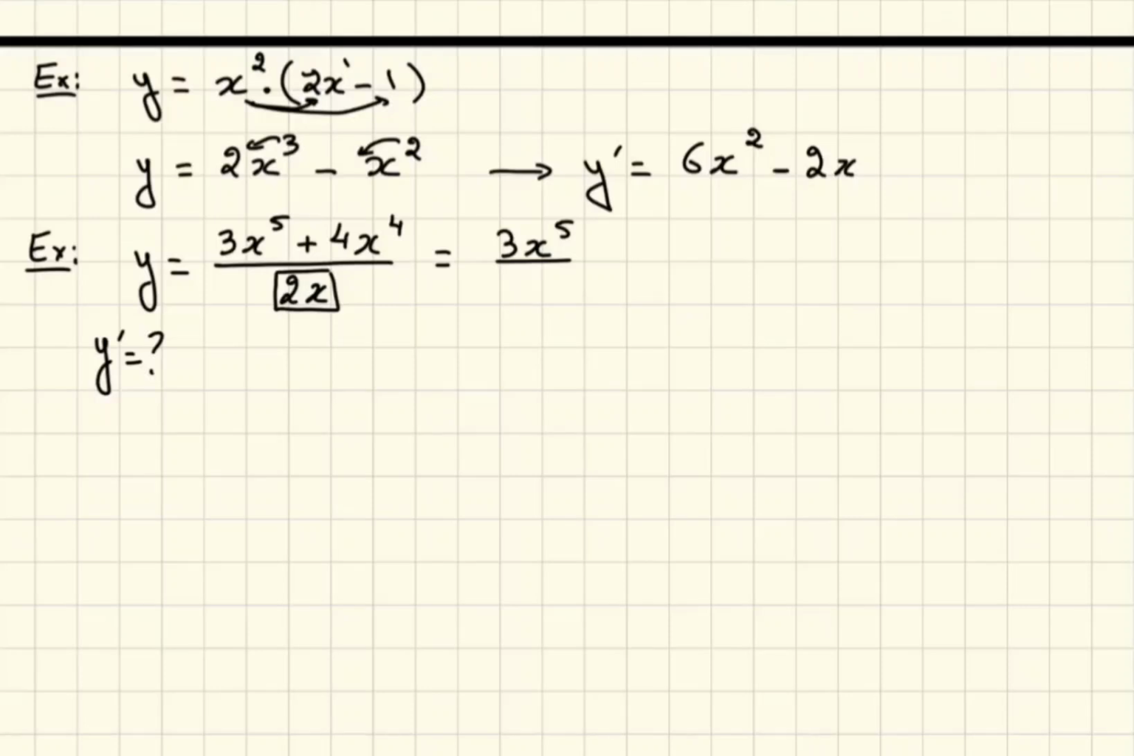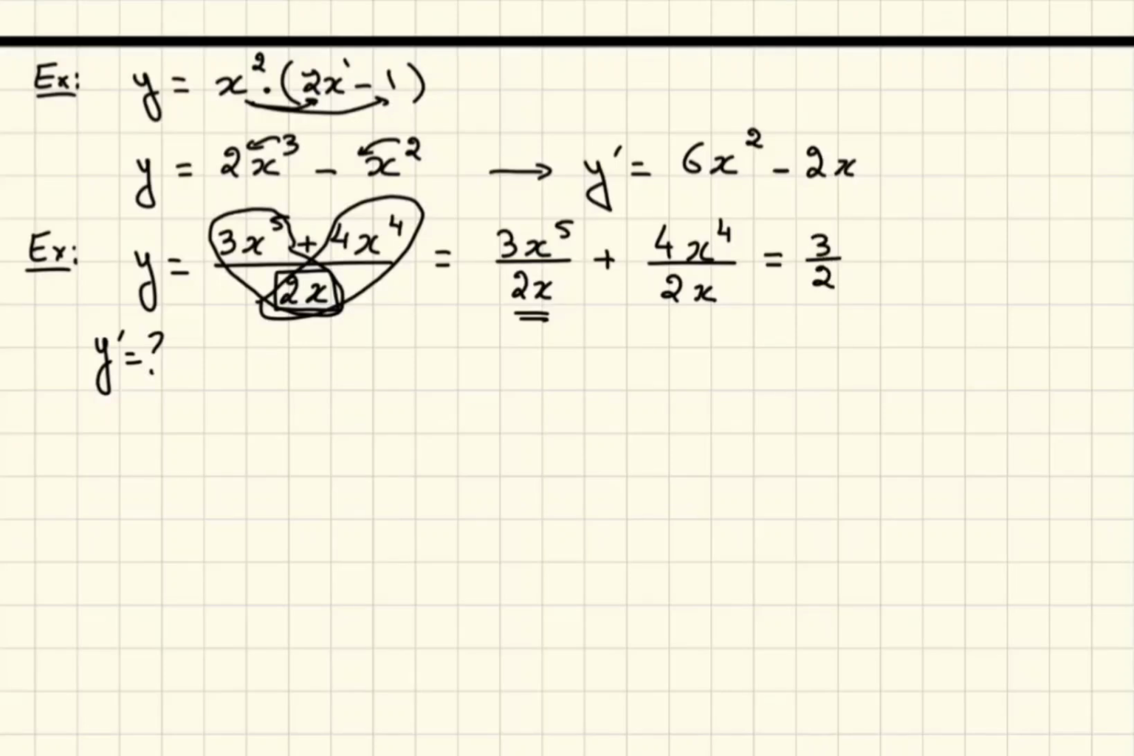So I take this part with this part, I take this part with this part. So 3x exponent 5 over 2x plus 4x exponent 4 over 2x. Now let's simplify. I prefer to write the fraction, which is the coefficient of the x's, alone. So 3 over 2, you can write it alone. X exponent 5 divided by x exponent 1, we cancel, and from the 5 you remove 1, it becomes 4. And you write x exponent 4.